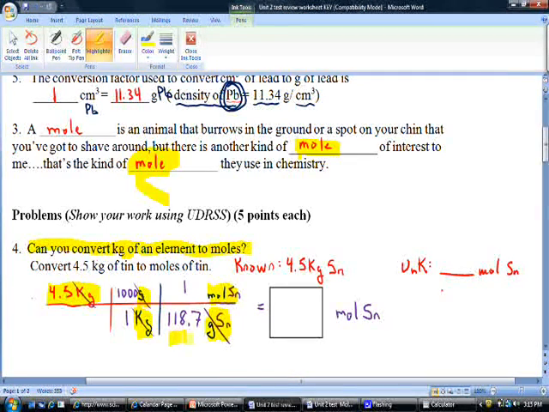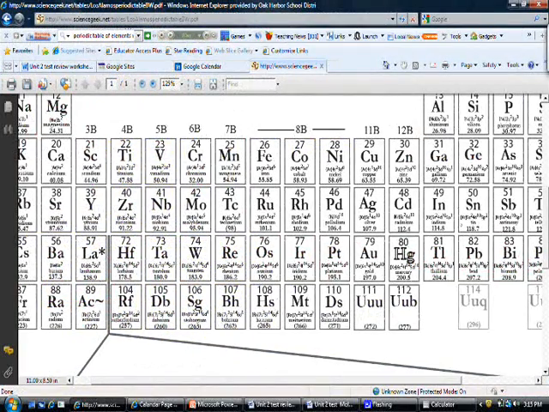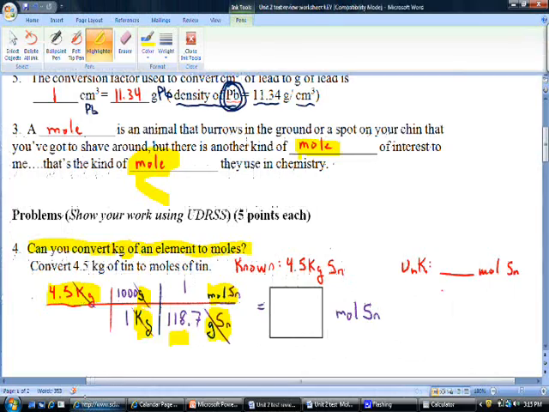Where did I get this 118.7 grams of tin? Well, I just went to my periodic table and I found tin. There it is, right there, atomic number 50, 118.7. That's where this number comes from. That's the number of grams of tin in 1 mole of tin.